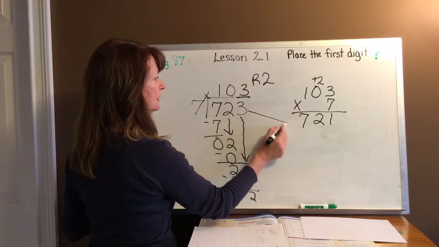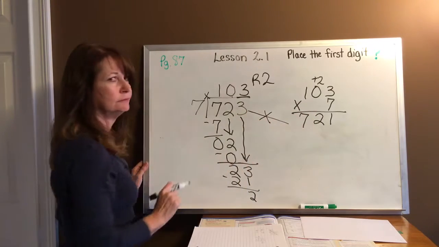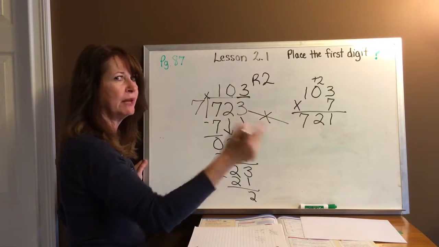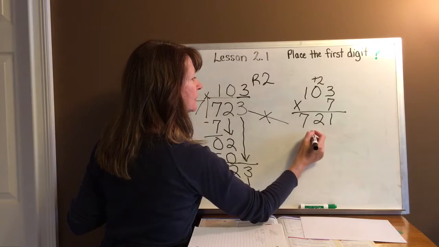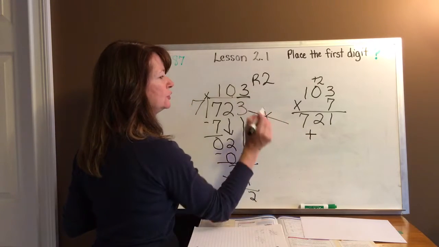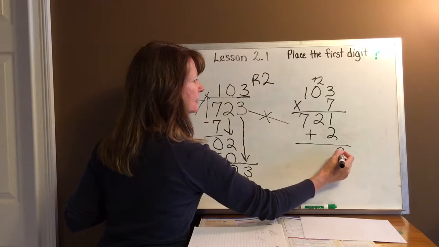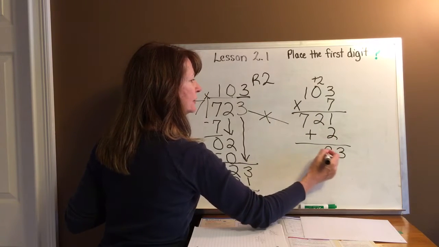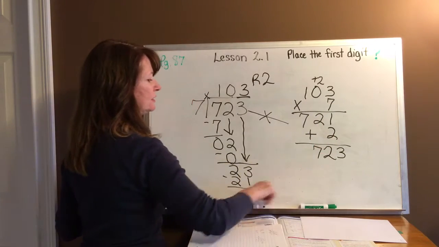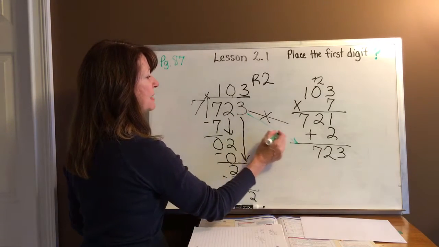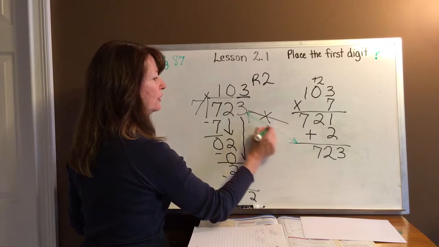Oops, that's not right, but we're not done. Remember, we have that remainder right there. We're going to always add remainders back in. So let's do that. We're going to add now 2. Now when we add, we've got 723. Now that looks right. Now they match up and we are all set.